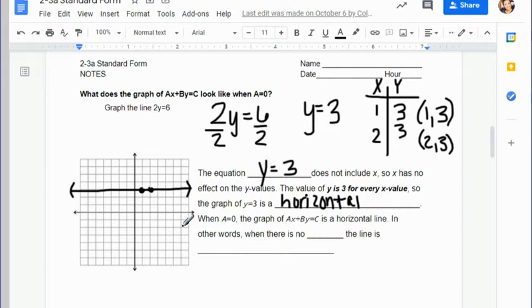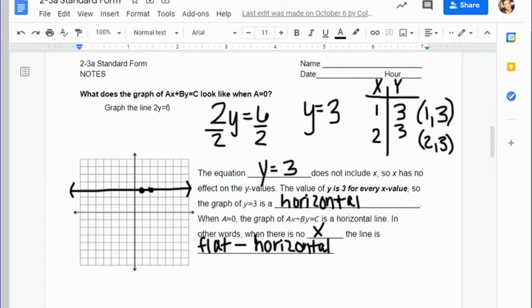But if that's something you're interested in, if it says y equals a number, you know it's going to be horizontal. In other words, when there is no x, the line is flat or horizontal, whichever you prefer to call it. We talked about this yesterday when we played our Kahoot. When you have a flat line like this, it doesn't have a slope, so the slope would be considered 0 slope.